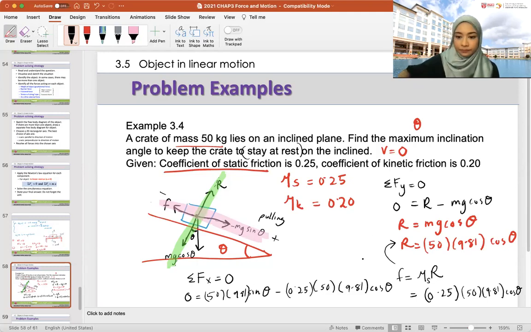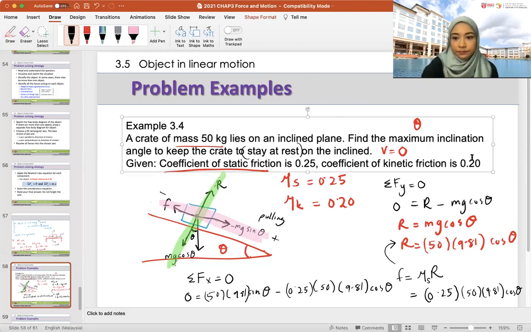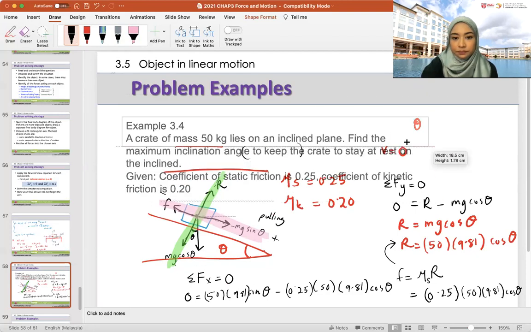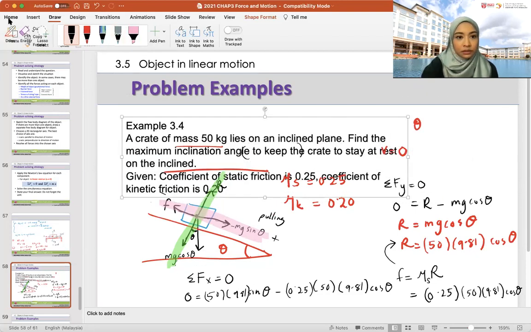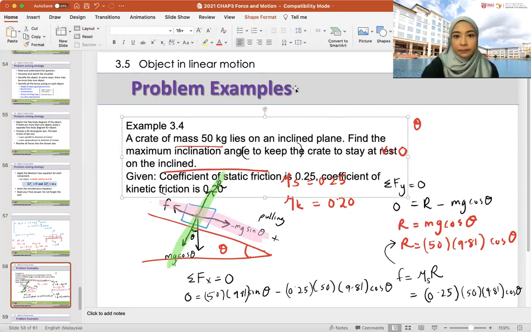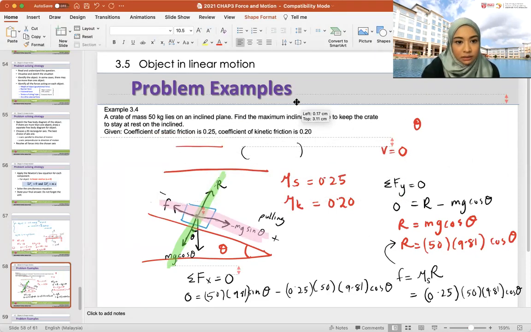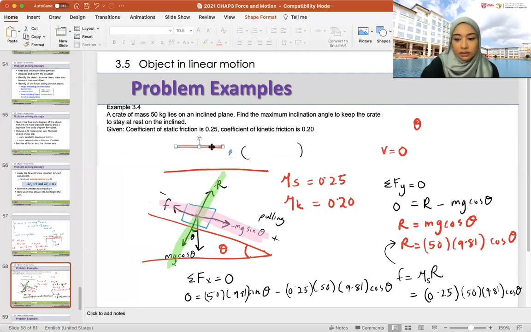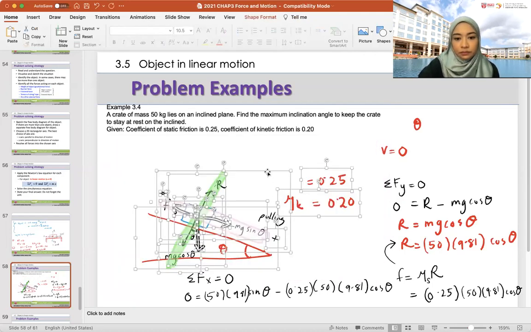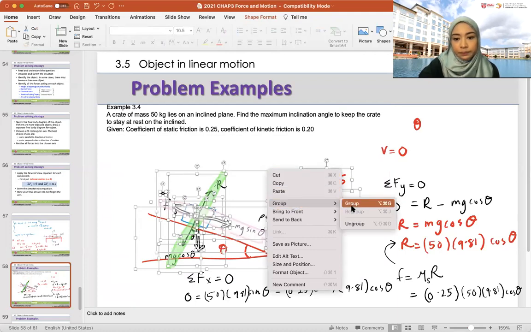Curi tempat lah. Gendut ni. Sekejap. Kecilkan. Okay, harapnya korang masih boleh baca. What is this? Group.